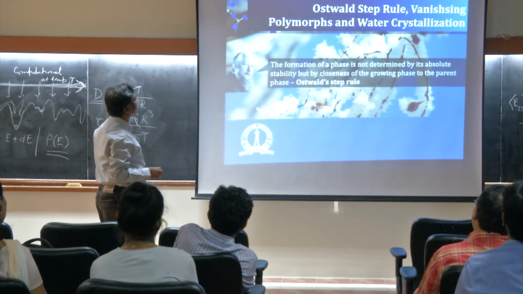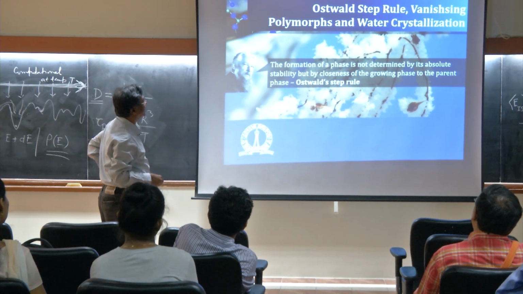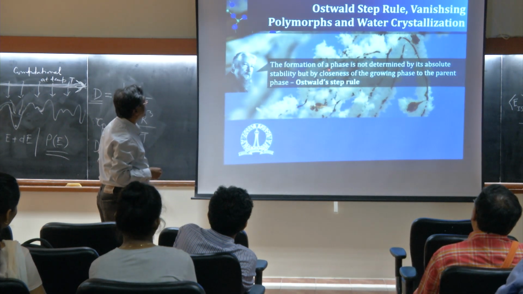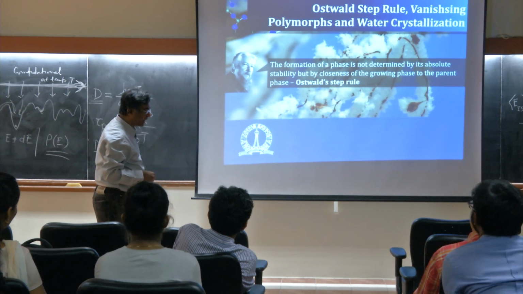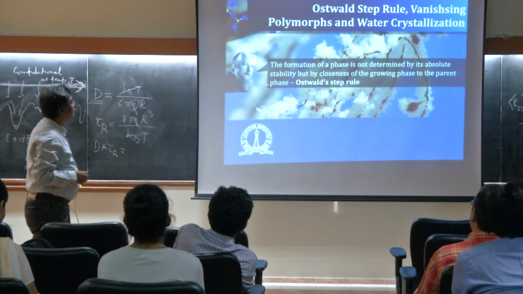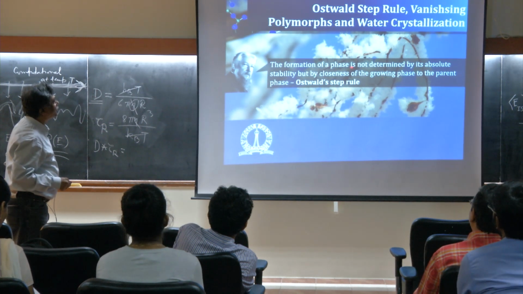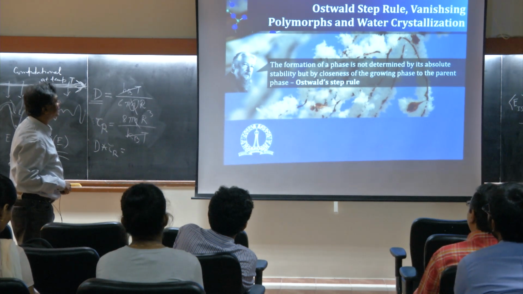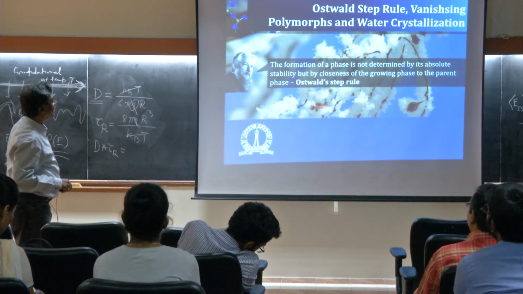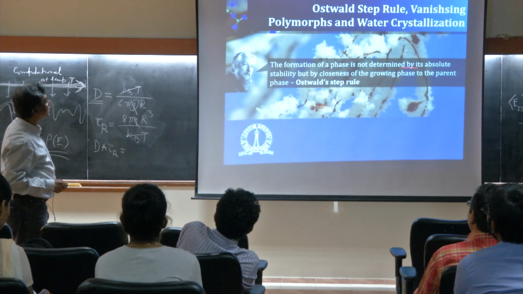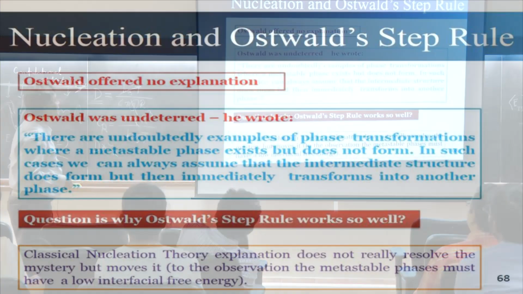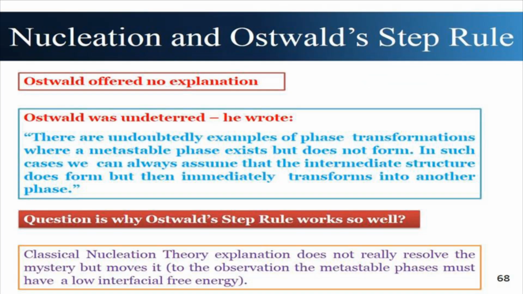One of them, which has now become very popular in nano synthesis, is that when you suddenly cool something or make an unstable condition, what is the phase that forms? The formation of a phase is not determined by the absolute stability, that is called the thermodynamic criterion, but by the closeness of the growing phase to the parent phase. This is called Ostwald's step rule. It is a very famous thing. Now, Ostwald offered no explanation. He just stated that.